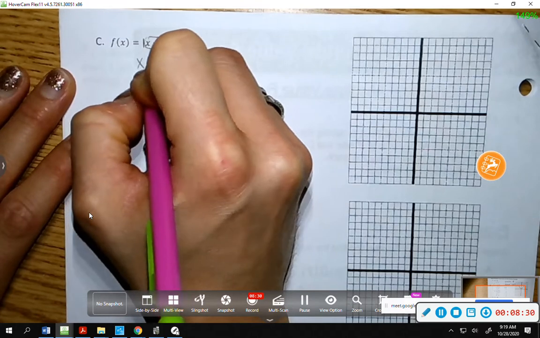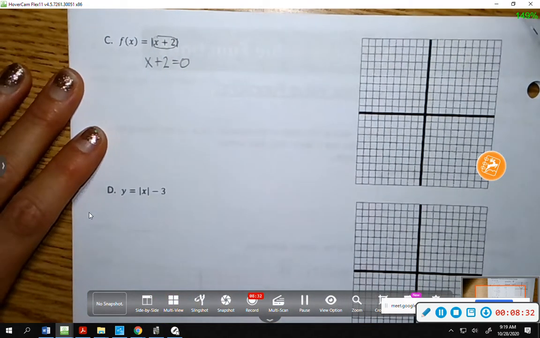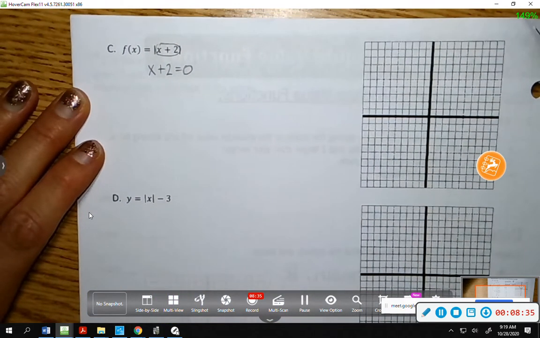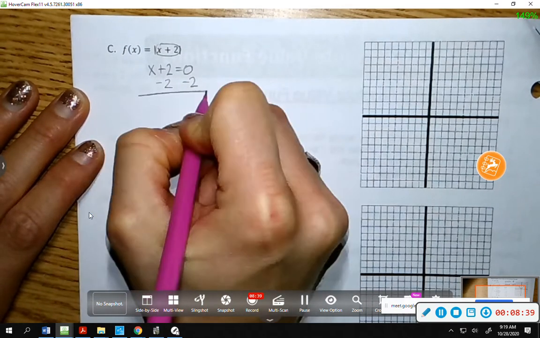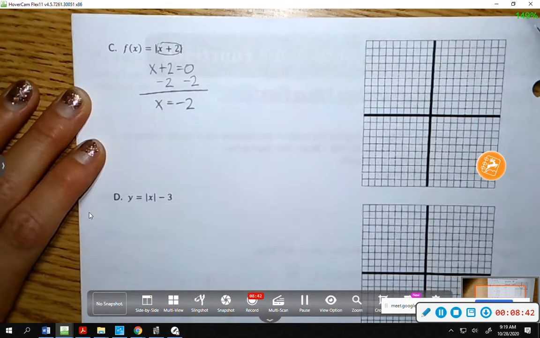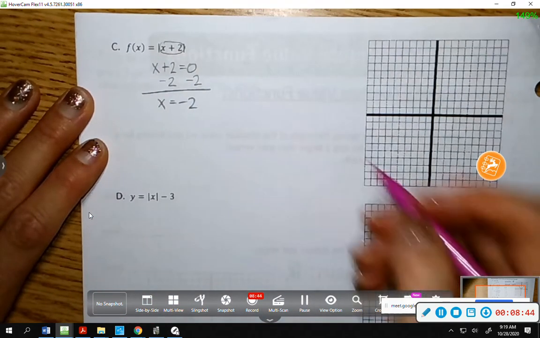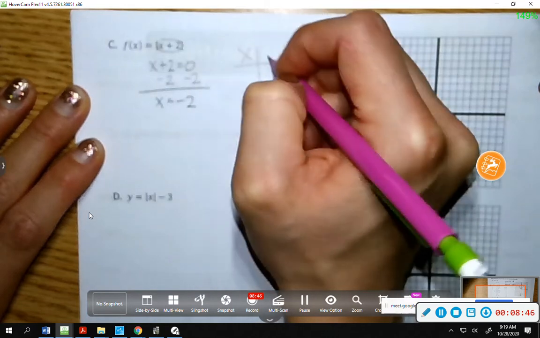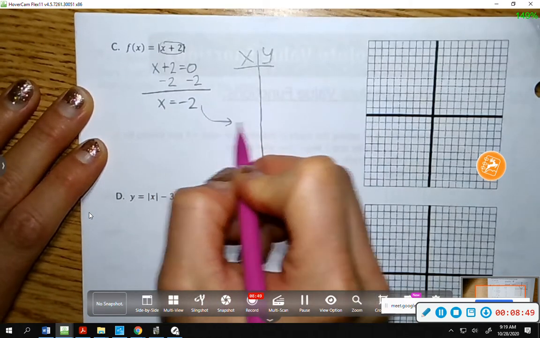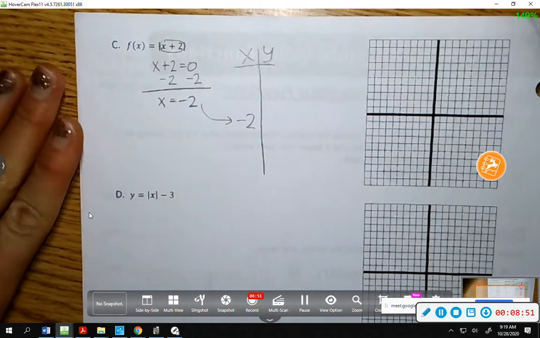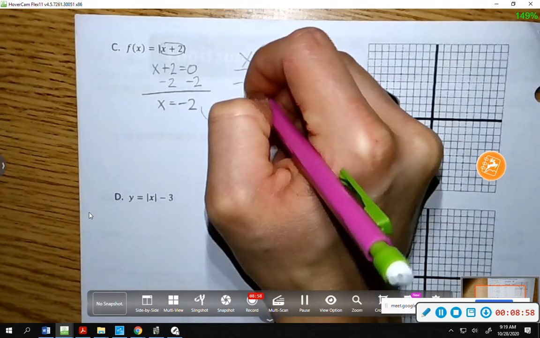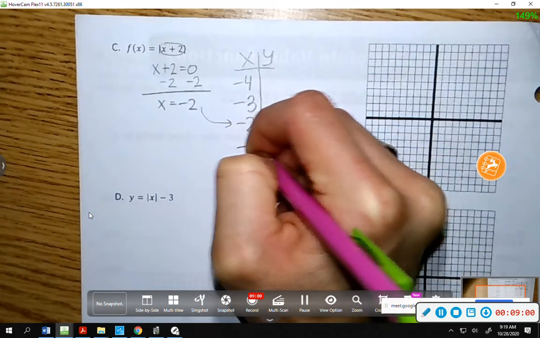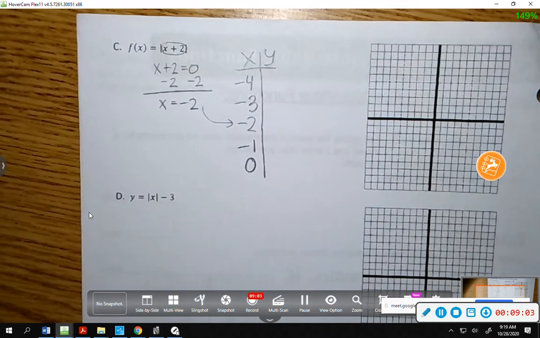All right, so take the inside, set it equal to 0. This is the first one where we actually have to solve for x. So let's subtract 2 from both sides, and we get x equals -2. And that is going to go in the middle of my table because that's the x value of my vertex. Okay? We need points on both sides of the vertex because we need to make the V. So we'll go -4, -3, -2, -1, and 0.